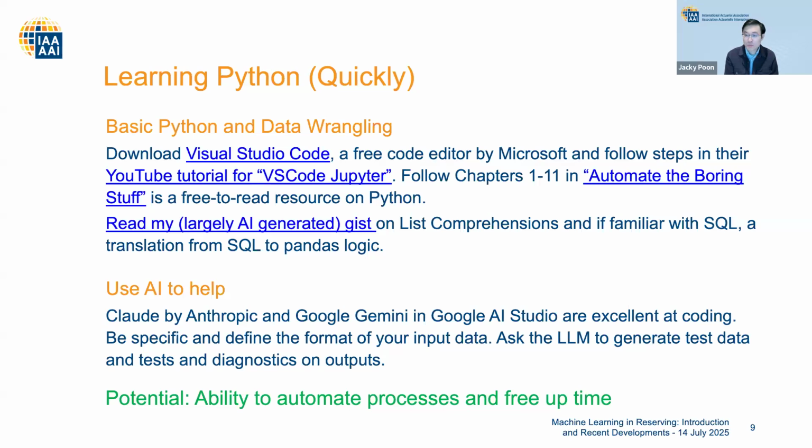And there's also a book called Automate the Boring Stuff. And that's, again, a free resource. You can follow the first 11 chapters is what I would recommend. After that, it starts to get into topics that are perhaps not so relevant to what we're trying to achieve.